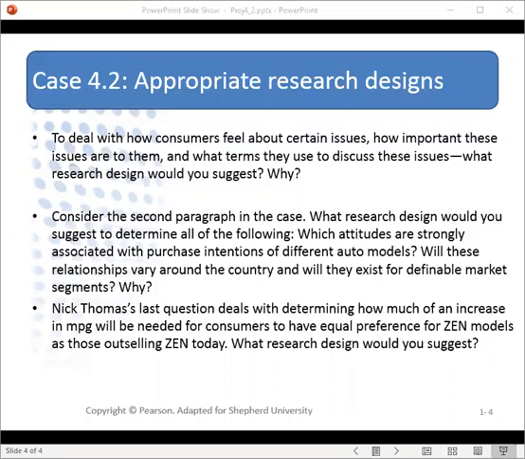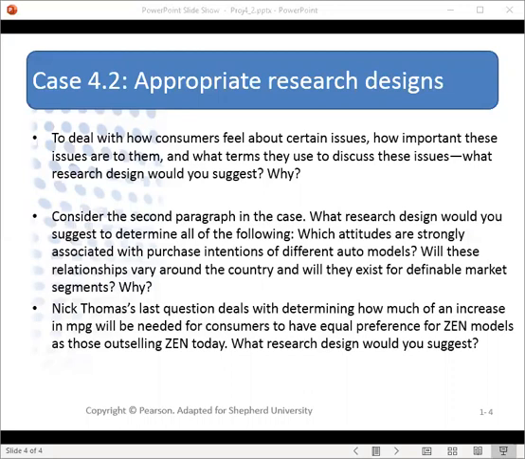Next, let's consider the second paragraph in the case. What research design would we suggest to determine what attitudes are strongly associated with purchase intentions? And will these relationships vary across the country? And will they exist for definable market segments? So the critical issues are determining associations between attitudes and intentions, and investigating if these vary by market segment. We're especially interested in intentions to buy. So this is definitely the realm of descriptive research, requiring a cross-sectional survey using a representative sample of prospective automobile buyers.